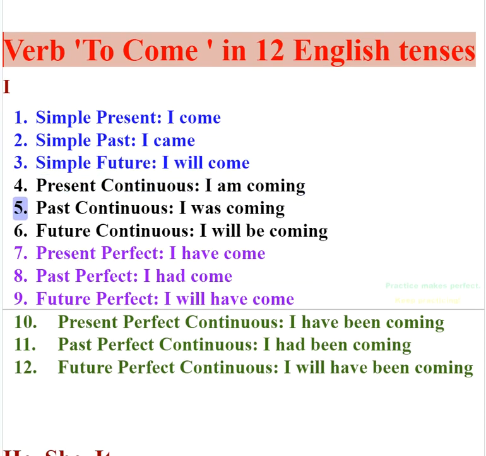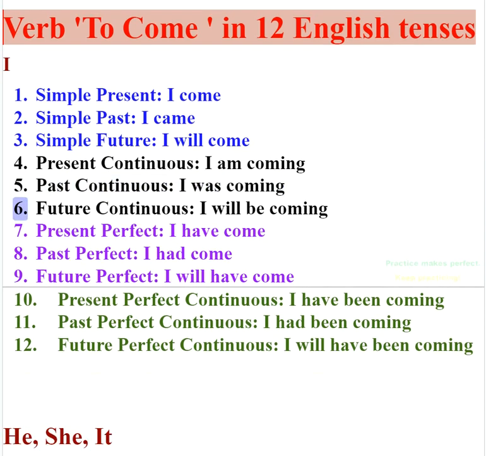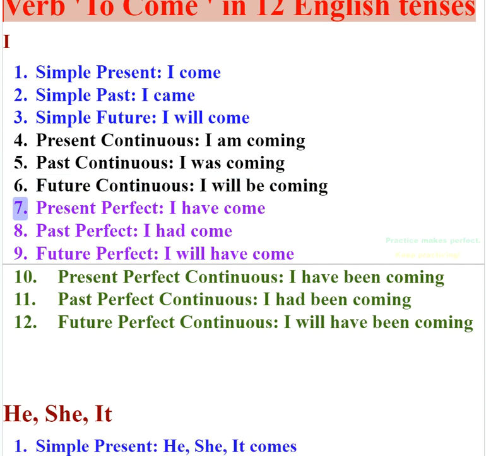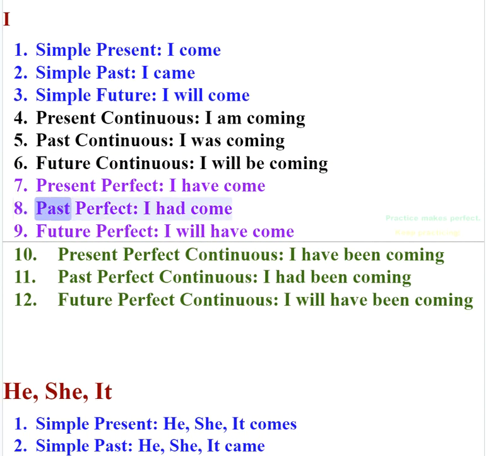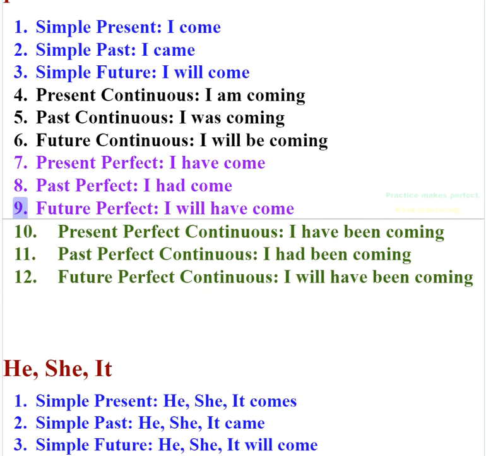5. Past continuous, I was coming. 6. Future continuous, I will be coming. 7. Present perfect, I have come. 8. Past perfect, I had come. 9. Future perfect, I will have come.